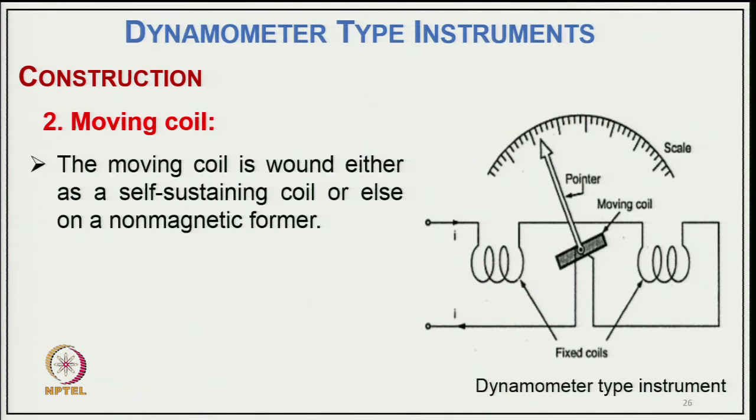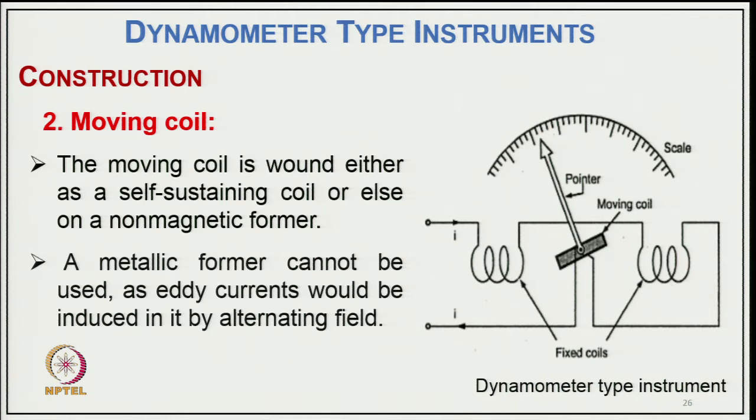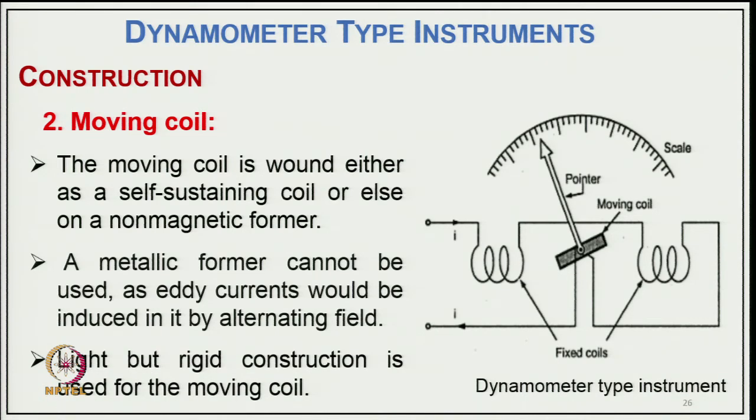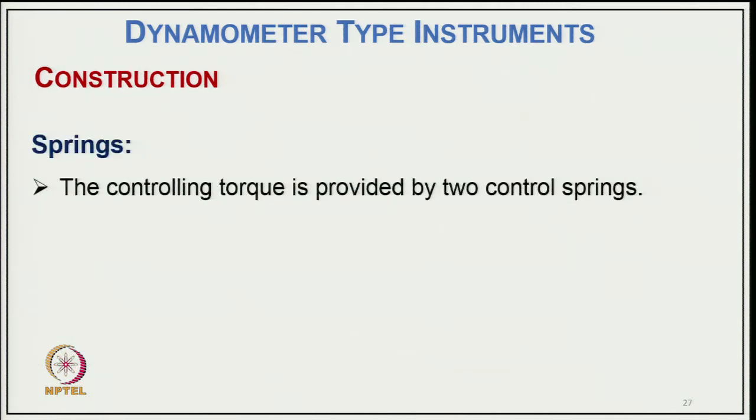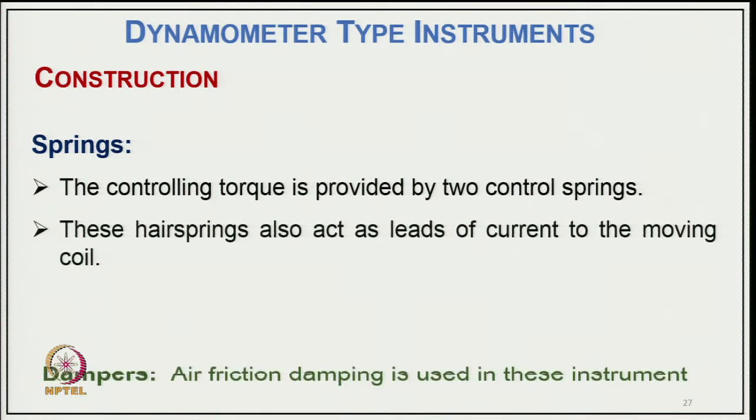Now, coming to the second part, the moving coil. The moving coil is wound either as a self-sustaining coil or else on a non-magnetic former. A metallic former cannot be used as eddy currents will be induced in it by the alternating field. So, a light but rigid construction is used for the moving coil. Now, coming to the springs: controlling torque is provided by two control springs, and these hair springs also act as leads of the current to the moving coil.